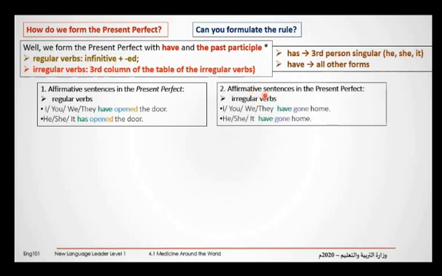However, when we've got an irregular verb, the affirmative sentence in the present perfect would look like this. I, you, we, or they have gone home. Or he, she, or it has gone home. So here it should be has gone home.